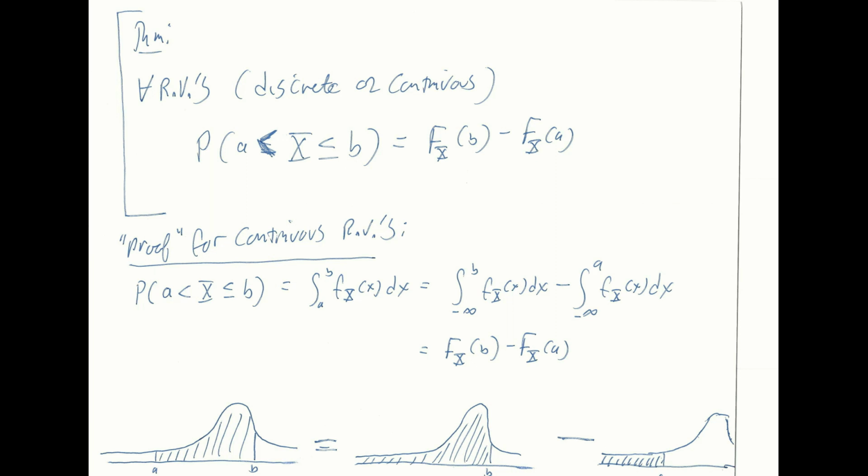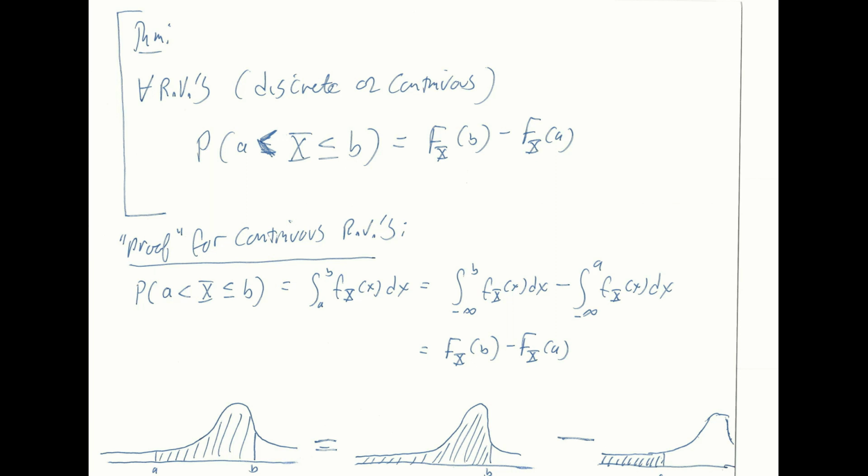So we can actually prove this in some sense for continuous random variables, a proof by picture at the least. The probability that big X falls between a and b is going to be given by the integral of the density function from a to b. That is the definition of density functions for continuous random variables. More basically, that's how we always calculate probabilities for continuous random variables, by integrating the density function over the region in question. The integral from a to b is going to be given by the integral from negative infinity up to b minus the integral from negative infinity to a.